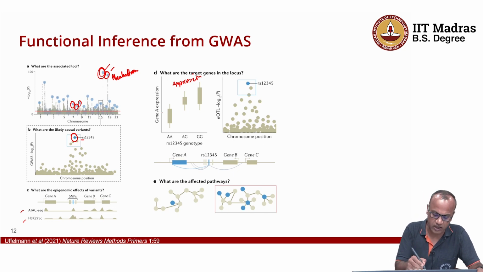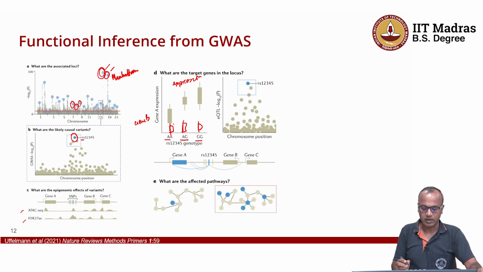So if gene A is affected by the variation at the SNP level, the expression level changes. If, for example, gene B was to be mapped, you will see that gene B is one here, another one here, another one here. So there is no difference in gene B as the variant changes, whereas as the gene A variant changes, there is a difference in expression of gene A.